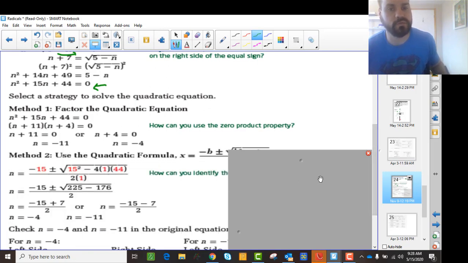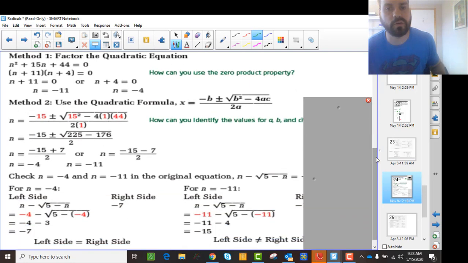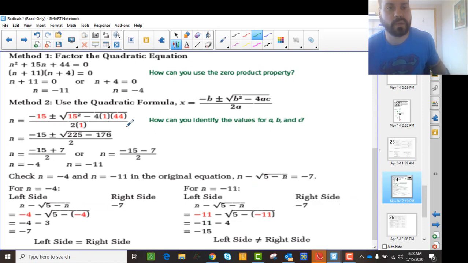And you guys know this. You've done the quadratic formula. And either way, when you do the quadratic formula or you factor, you end up with two answers. You end up with minus 11 or minus 4. So we get to here and we want to check our answer.